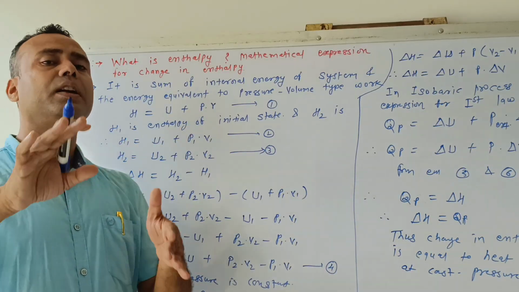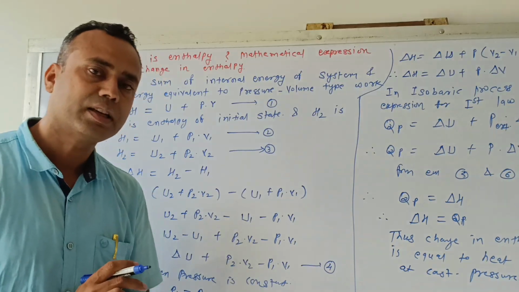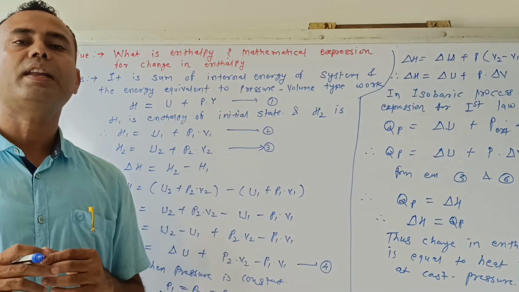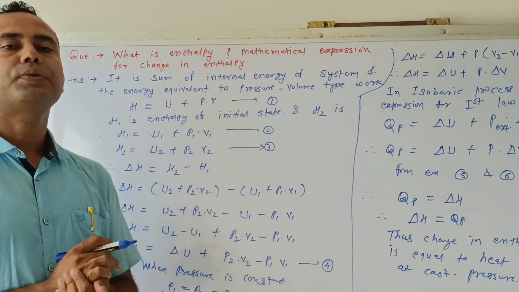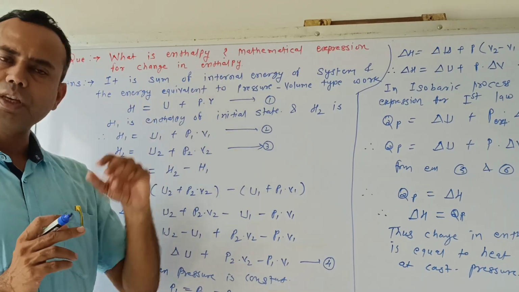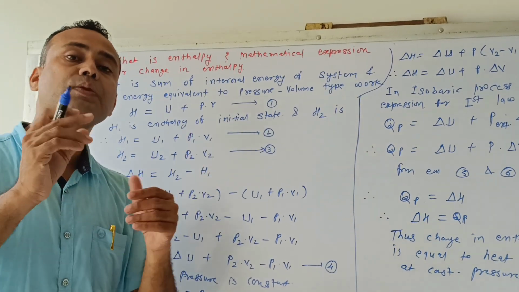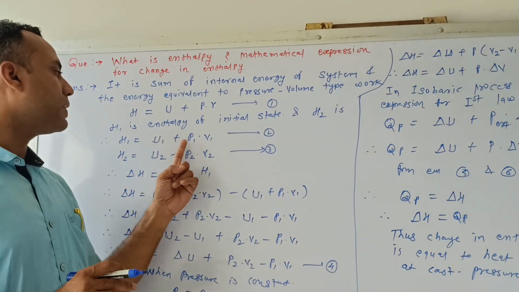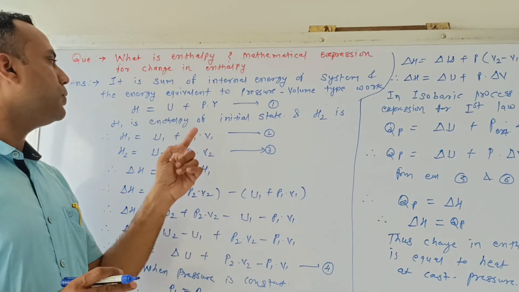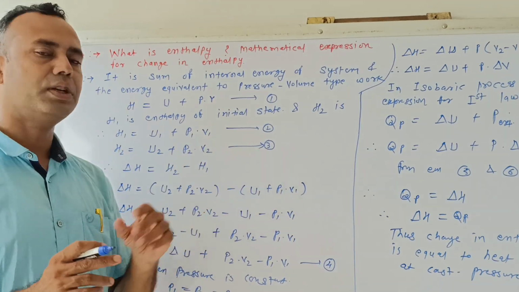हमको चेंज इन एंथैल्पी का इक्वेशन डिराइव करना है, यानी डेल्टा H इज इक्वल टू H2 माइनस H1. इसके लिए हम डिसाइड करेंगे H1 इज द एंथैल्पी ऑफ सिस्टम व्हिच इज प्रेजेंट एट इनिशियल स्टेट एंड H2 इज द एंथैल्पी ऑफ सिस्टम व्हिच इज प्रेजेंट एट फाइनल स्टेट. फिर इससे इक्वेशन 2 आएगा. H की जगह H1, U की जगह U1, P की जगह P1, V की जगह V1 because it is for initial state. H1 is equal to U1 plus P1 into V1, इक्वेशन नंबर 2 हो गया. उसके बाद H2 के लिए H की जगह H2, U की जगह U2, P की जगह P2, V की जगह V2. H2 is equal to U2 plus P2 into V2, इक्वेशन 3.